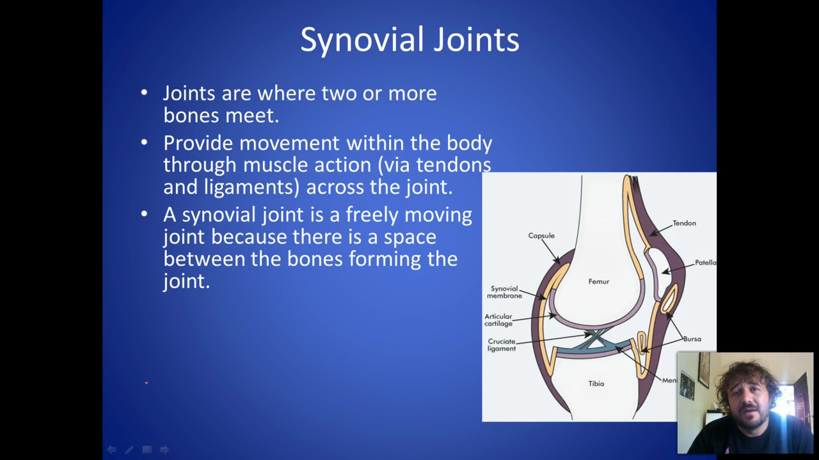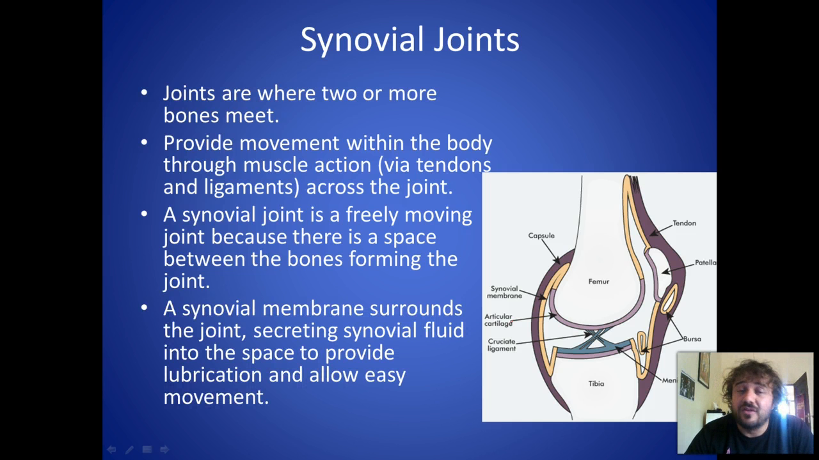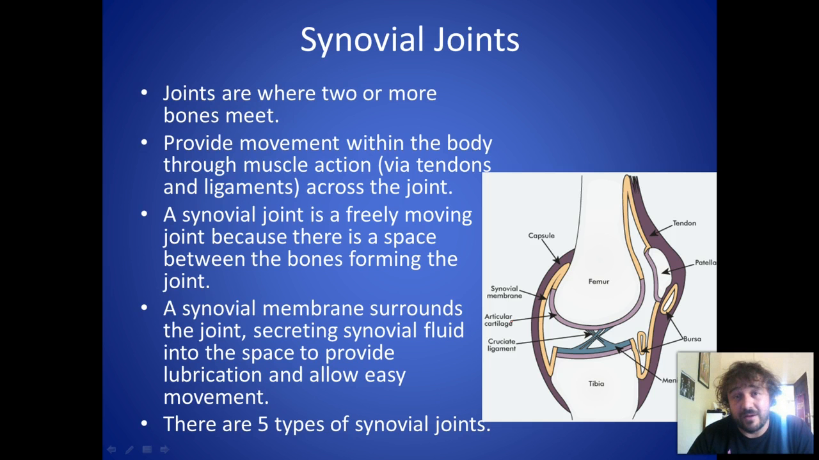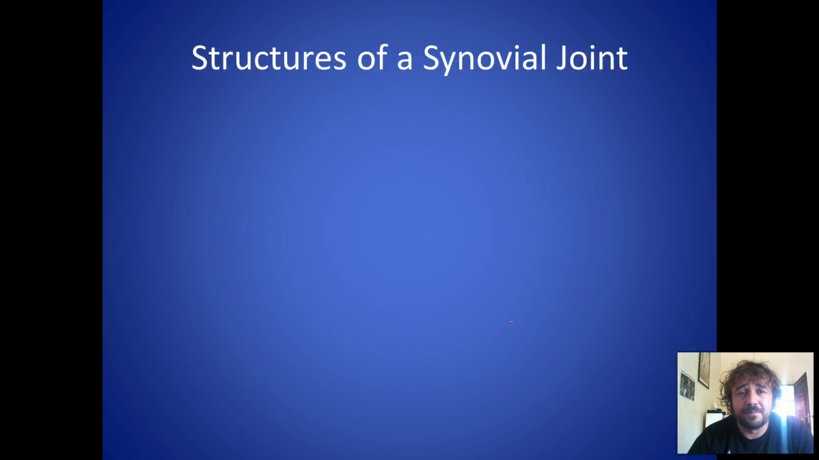Alright, so a synovial joint is a freely moving joint because there's a space between them. You can see down here that the two bones don't touch. There's a gap between them. It's not an empty space, it's filled with synovial fluid, and that is the lubricant which allows them to move against each other, so it's not just grinding bone. There are five types that we're going to focus on. There's actually a sixth one, but we don't stress about that, we're not going to go into it.